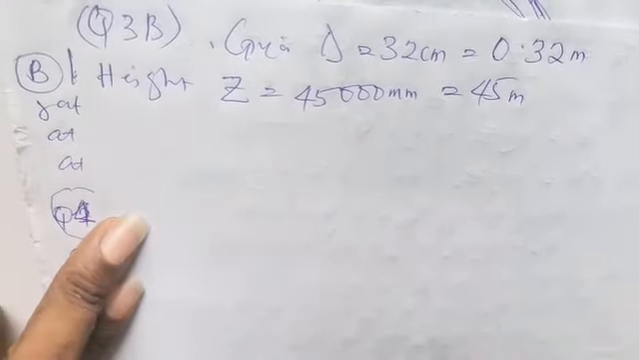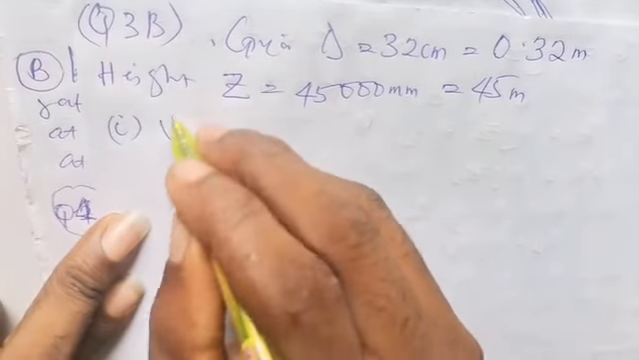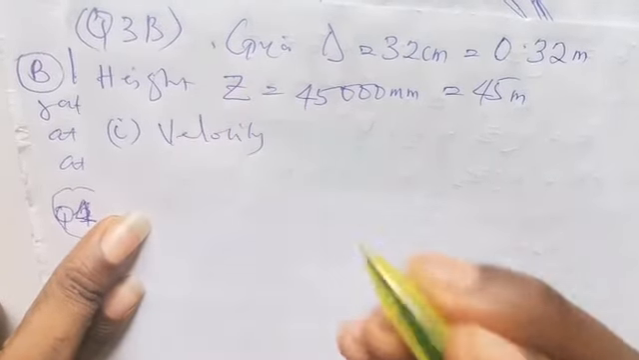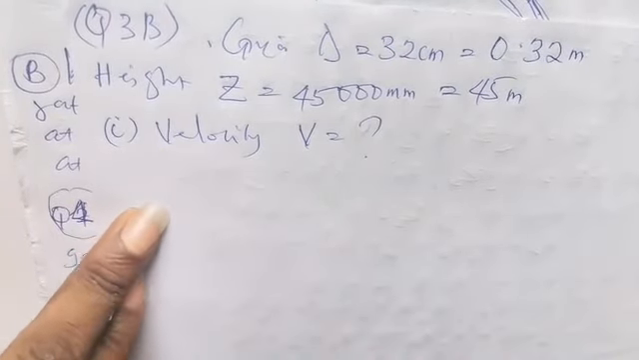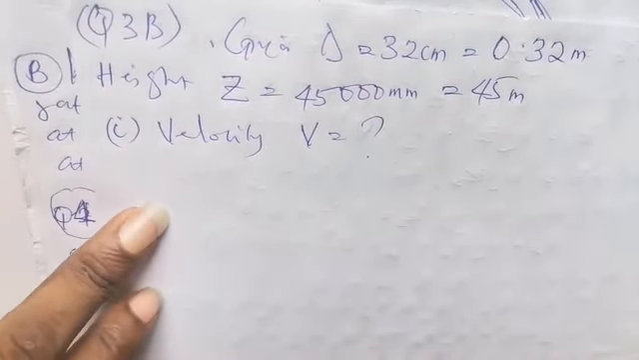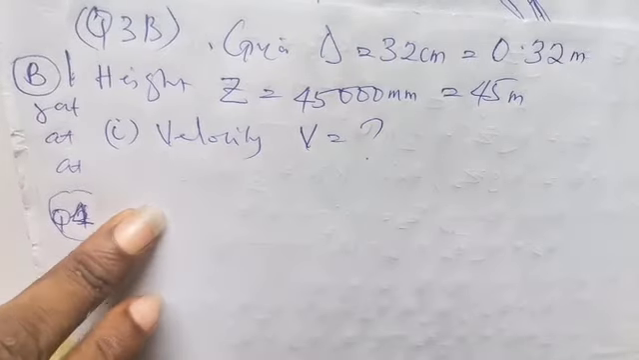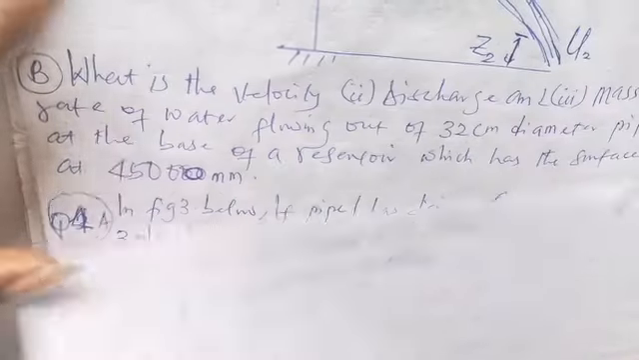Now we're asked to find first the velocity, and this question quite connects to the previous derivation we just did. It quite connects, so you have to be very careful to actually observe that it actually connects. So look at the derivation we did.